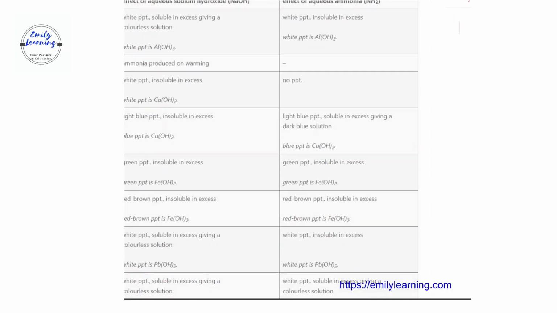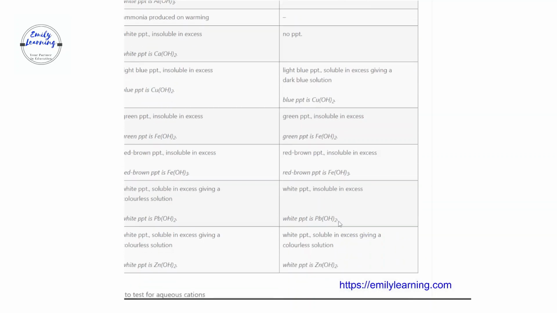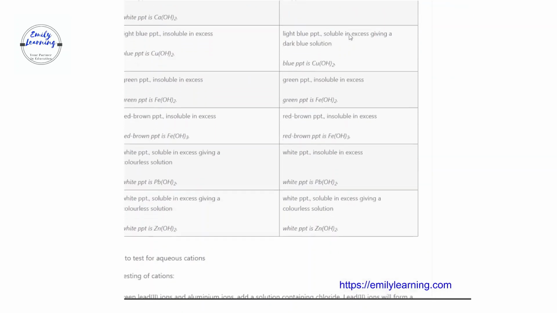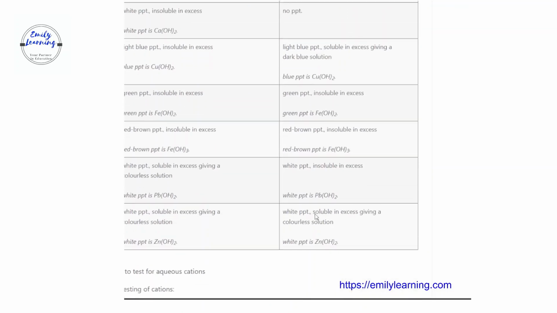Fe2+ and Fe3+ both form a precipitate that is insoluble in excess aqueous ammonia. So at the end of the day, you'll still have some precipitate left. For zinc, in the presence of excess aqueous ammonia, the white precipitate that is formed will dissolve. So you have no precipitate for Zn2+.